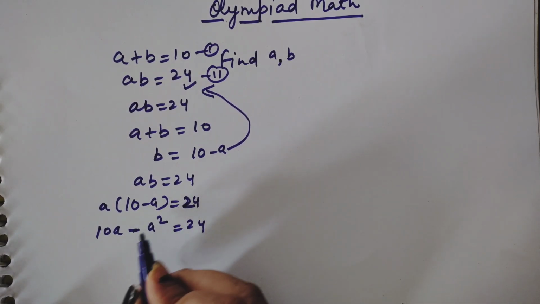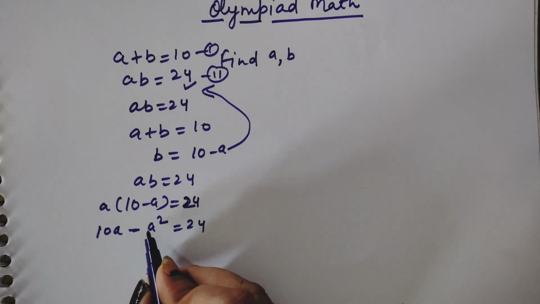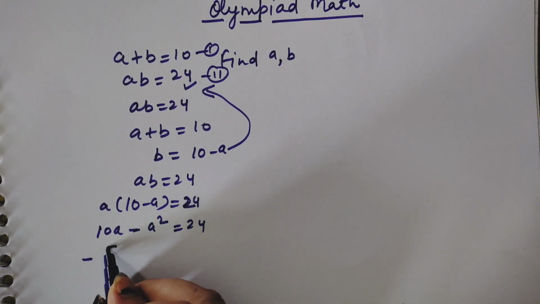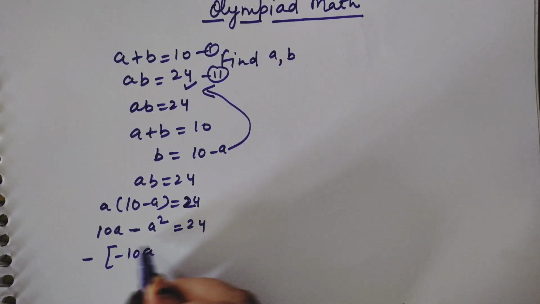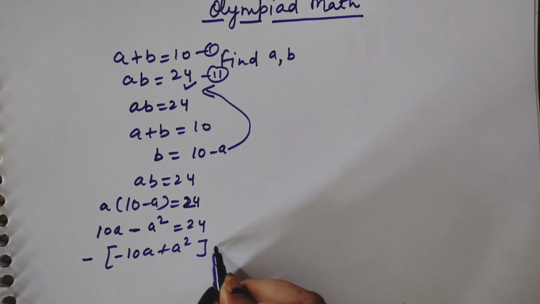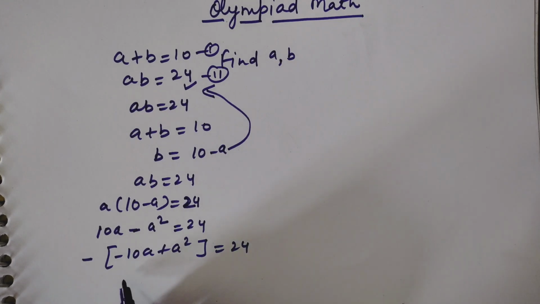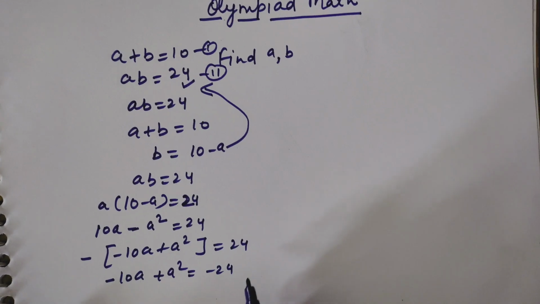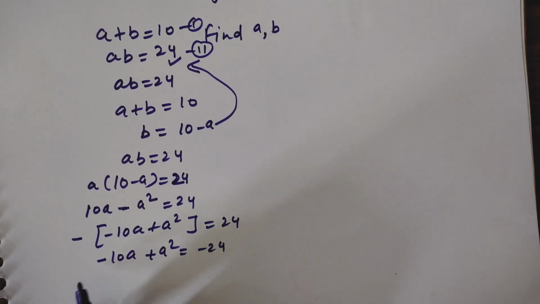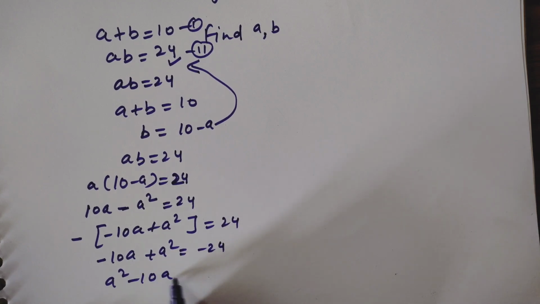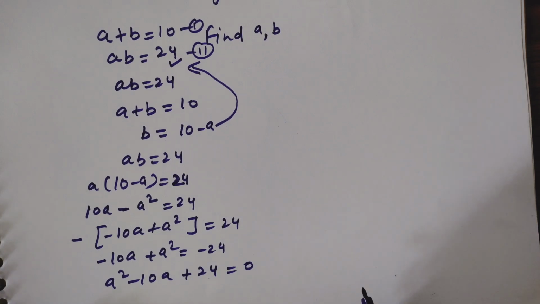After that, this is a quadratic equation, so we'll make the quadratic equation. Your a square should be positive, so we take out minus common: minus 10a plus a square, so that the sign of a square is positive. This minus sign goes to the right-hand side, so our 24 will become negative 24. We will write this equation in the standard form: a square minus 10a, and this minus 24 goes to the left-hand side, so it becomes positive, and here is the 0.